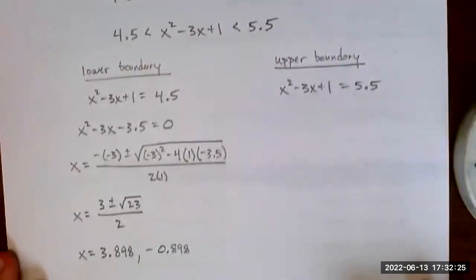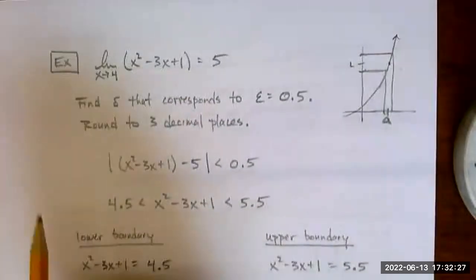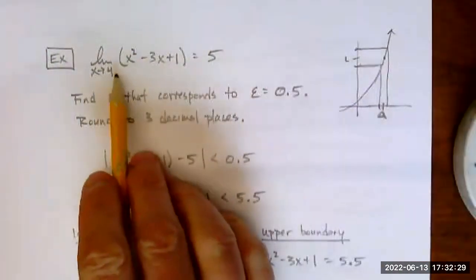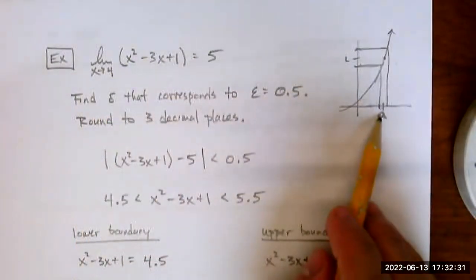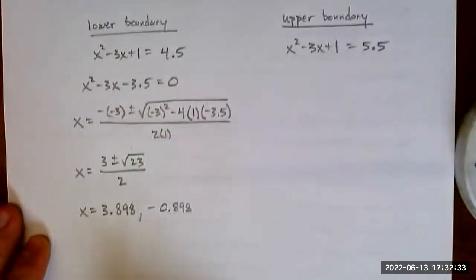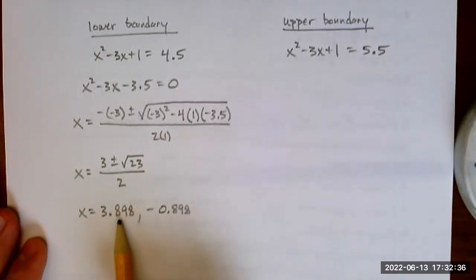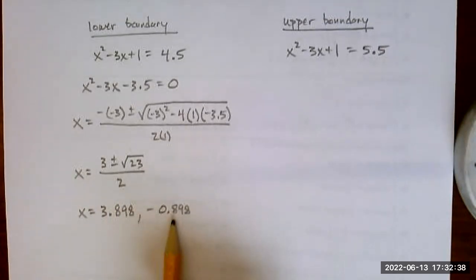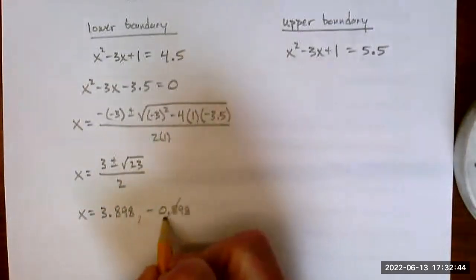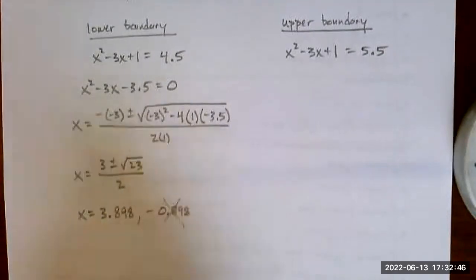Let's think about it though. Here, right, that lower boundary, x is approaching 4. So which one does it appear to be? 3.898 or negative 0.898? I think it's probably this one, since x is approaching 4. All right.